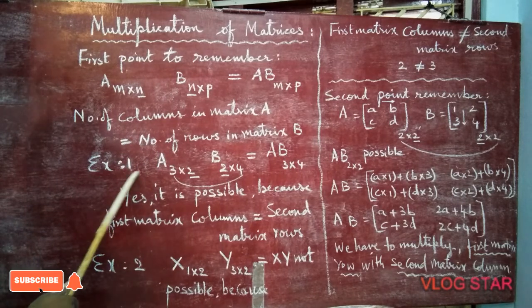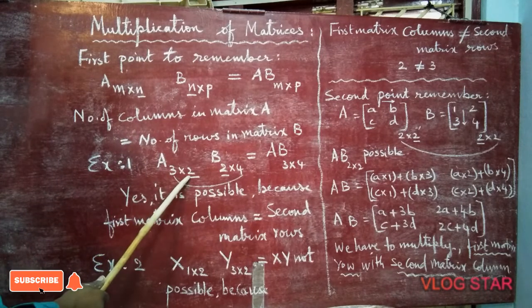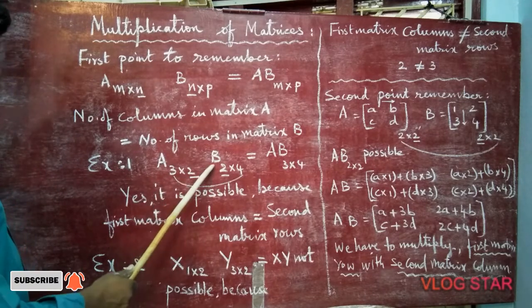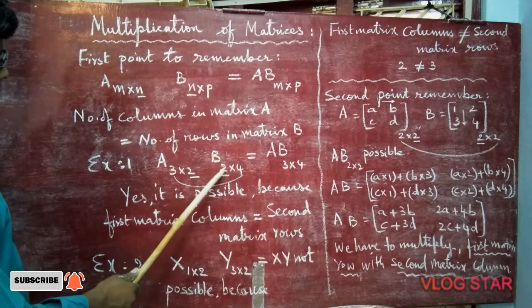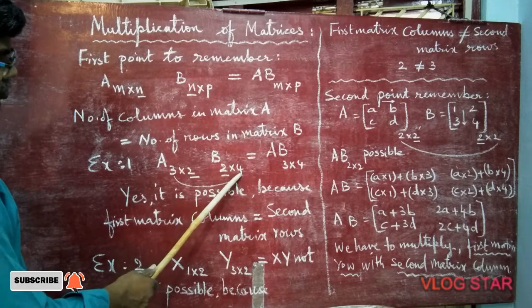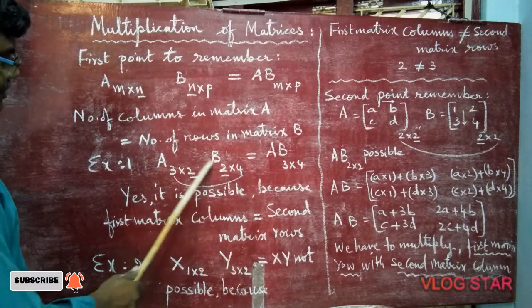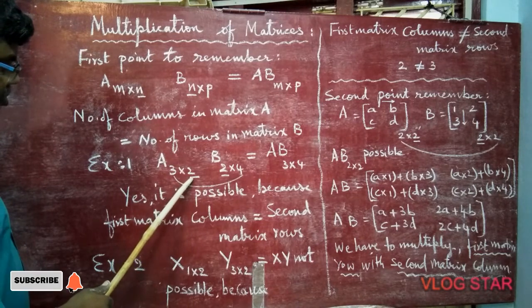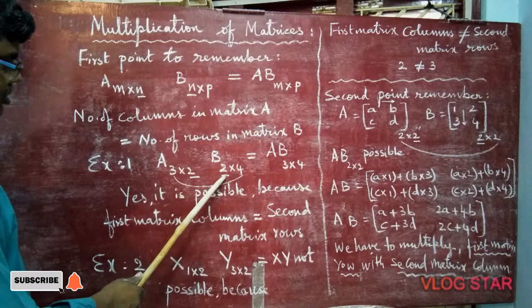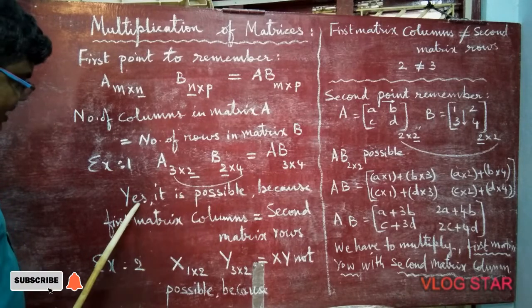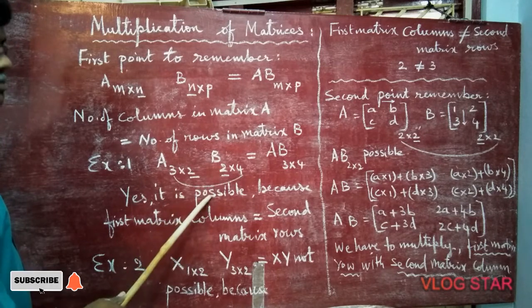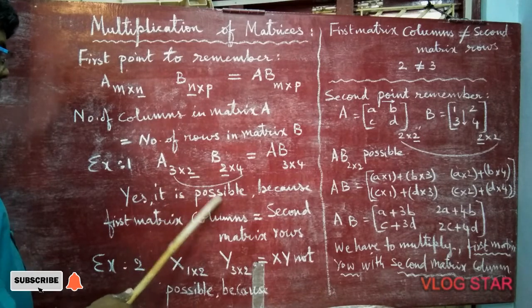A small example I will give you. A is a 3 by 2 matrix, 3 rows and 2 columns. Coming to B, B is 2 rows and 4 columns. When we are multiplying, first we have to check whether the first matrix columns are equal to the second matrix rows or not. If equal, then only we can say yes, it is possible. If it is not equal, it is not possible.